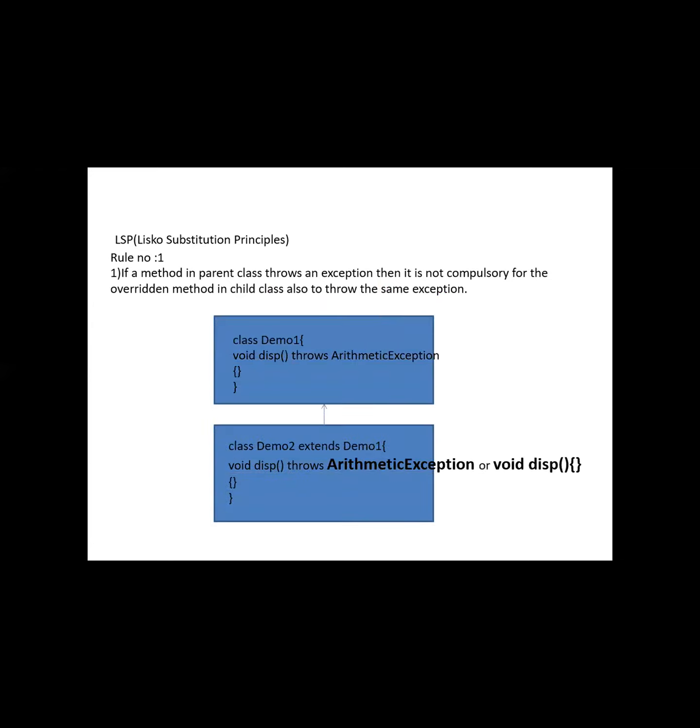First one, if a method in parent class throws an exception, then it is not compulsory for the overridden method in child class also to throw the same exception. So what is the option? Here, it is like this. If you want, you can do this one or you can do this one. Getting my point? Whatever I have written in the beginning, same thing.